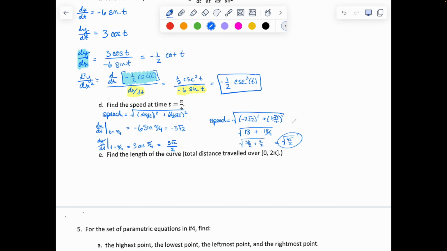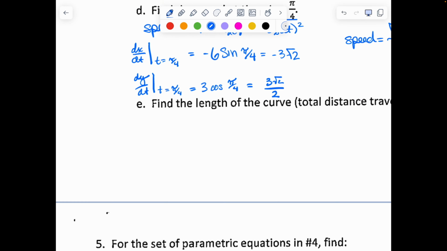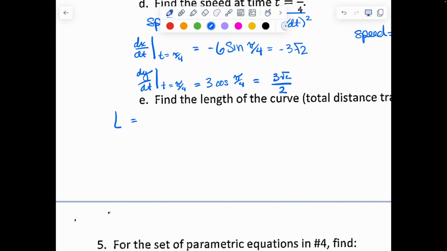Okay, so let's find the length of the curve, the total distance traveled. Length of the curve formula. To find the length of the curve, we're doing the integral from time 1 to time 2 of the square root of dx/dt squared plus dy/dt squared, which is really similar to what we just did, except we're not going to be plugging in numbers, we're going to be using the equations. We'll have the sines and the cosines and the t's in it.